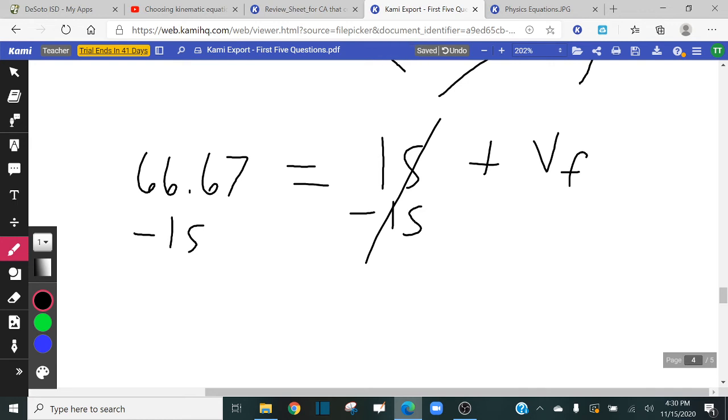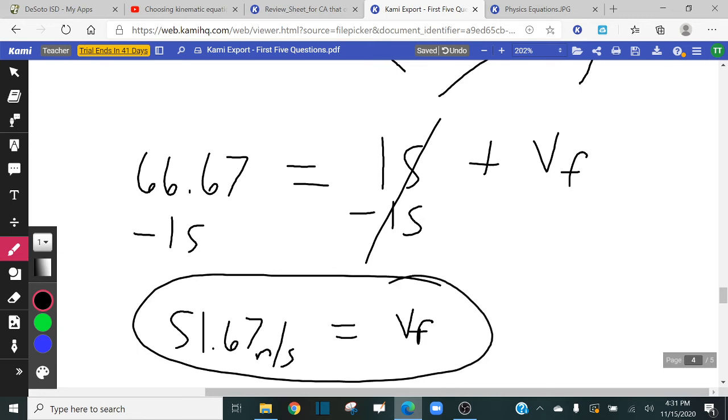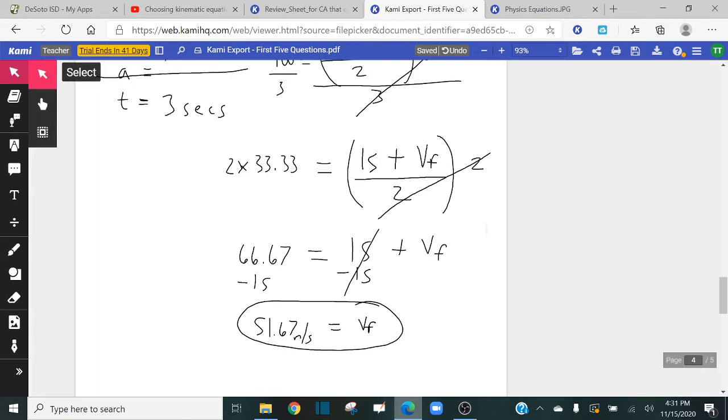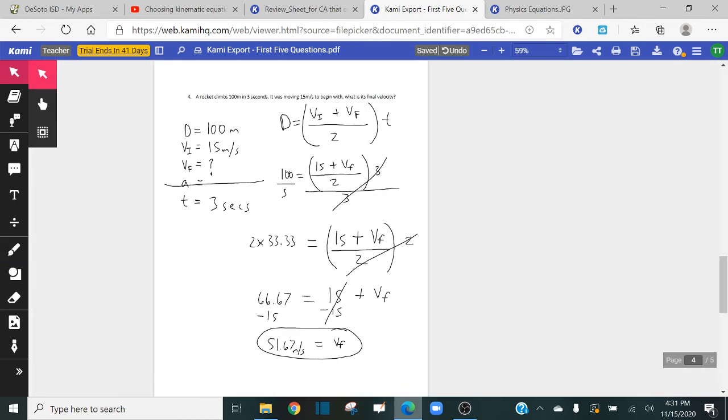So when we do that, we are left with 51.67. Just rounding that out to 51.67 meters per second for my final velocity. Okay. So that's how you do number 4. Okay. Hopefully that makes sense.